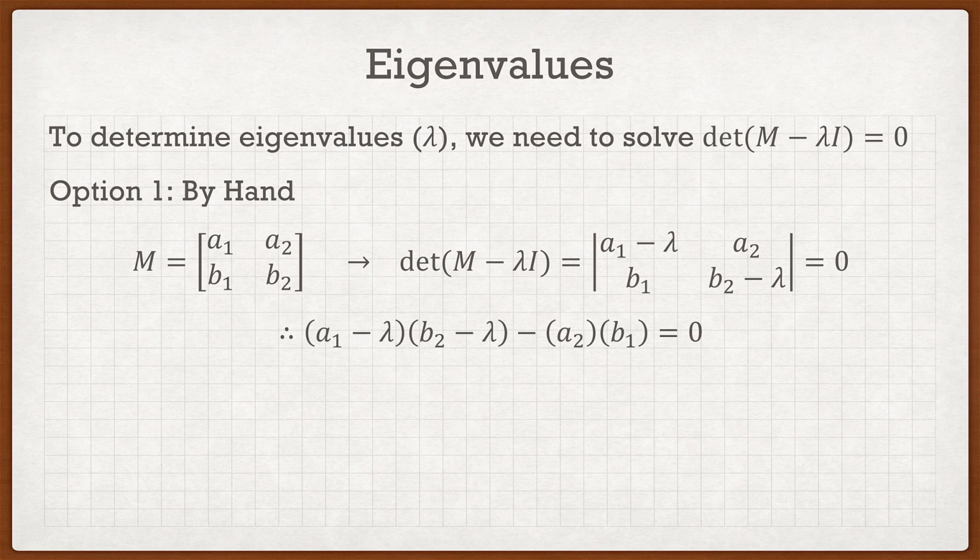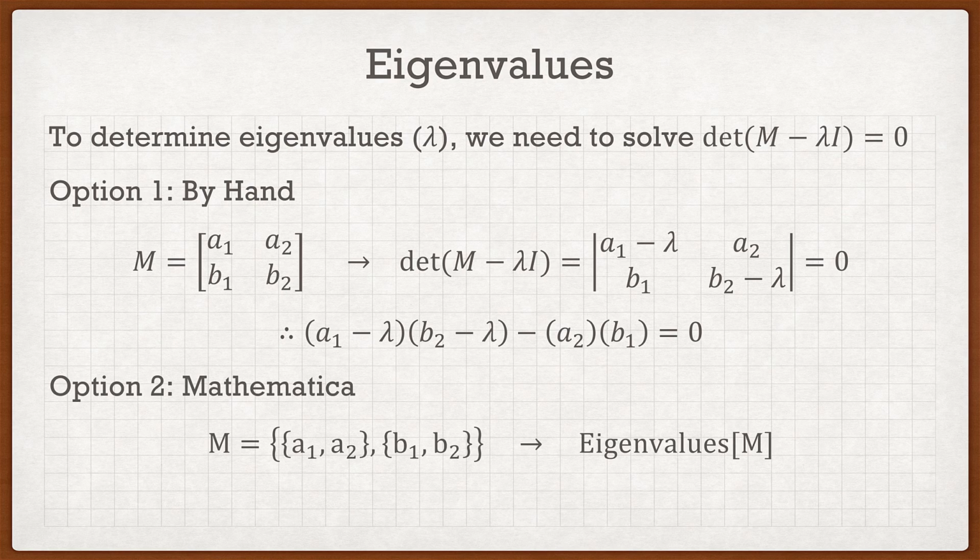We can simplify this because it is a determinant, to get A1 minus lambda multiplied by B2 minus lambda, and then subtracted from A2 B1. And of course, that's all equal to 0. So if we look at this equation here, it's a nice quadratic equation. We can actually solve for this, and we should find that there are going to be two lambdas.